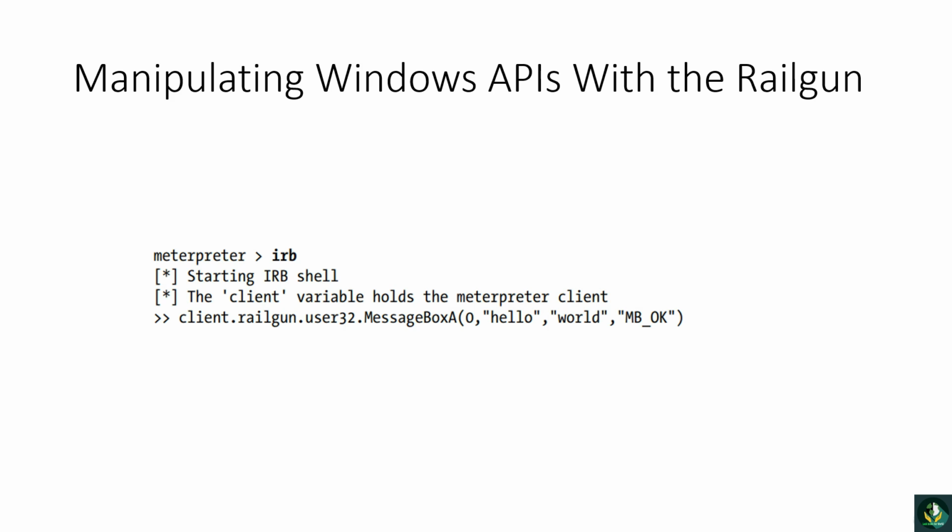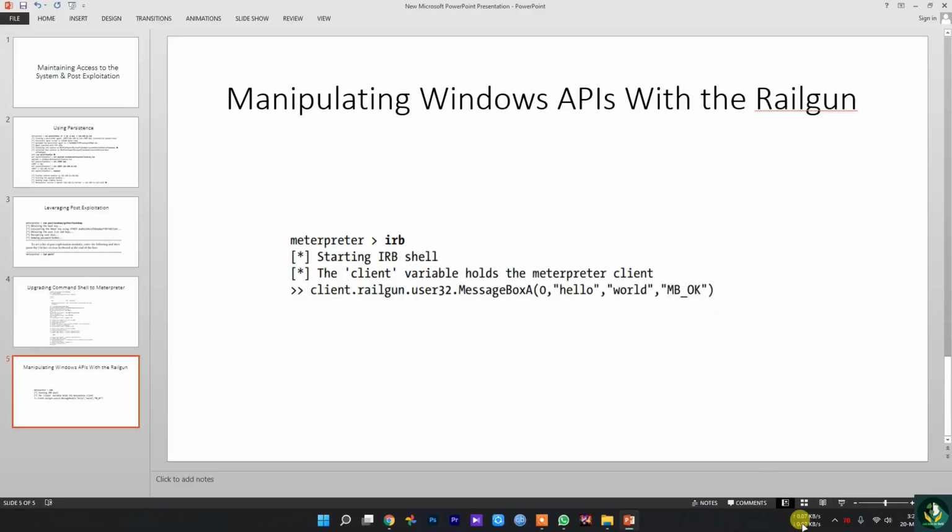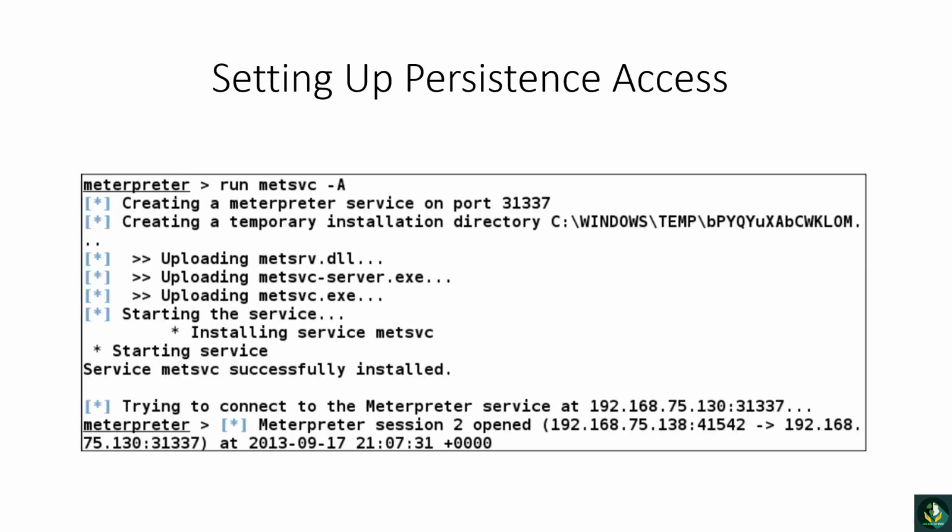So the implications are huge. Railgun gives you the same capabilities as a native Win32 application, with full access to the Windows API. Now we will be setting up persistent access. After gaining access to the target system, it is mandatory to retain that access forever. Meterpreter permits us to install a backdoor on the target using two different approaches. The first one is metsvc and the second one is persistence.